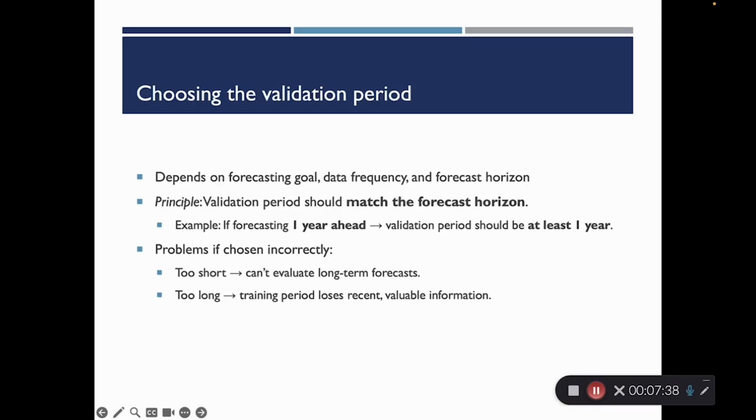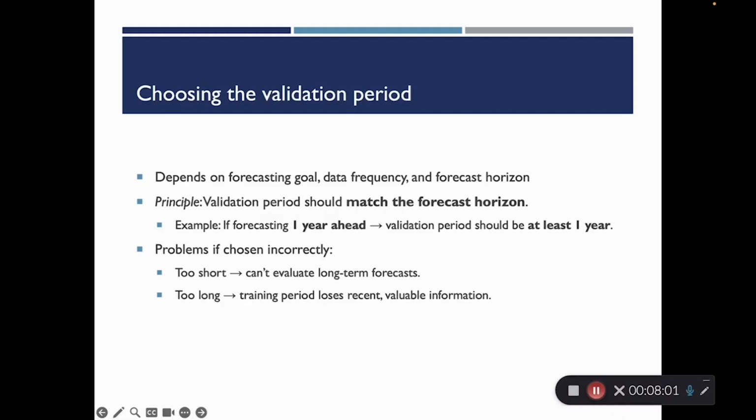The length of the validation period is not chosen at random. It depends on the forecasting goal, and that's why the forecasting goal is super important. The data frequency is another factor, and so is how far into the future we want to forecast, which, as we said, is called the forecast horizon.